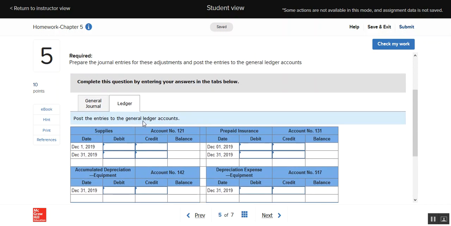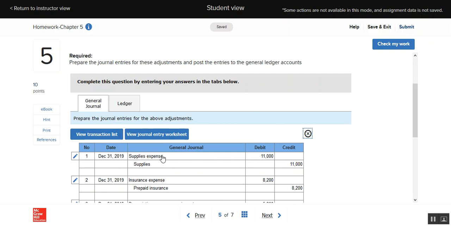And they've got it laid out fairly well. So just work your way down through the journal and take each one and post it to the ledger as either a debit or credit. However, if you have it here, it should carry over to the ledger the same way. So if it's a debit here, it should be a debit in the ledger. So that's how you're going to tackle that problem.